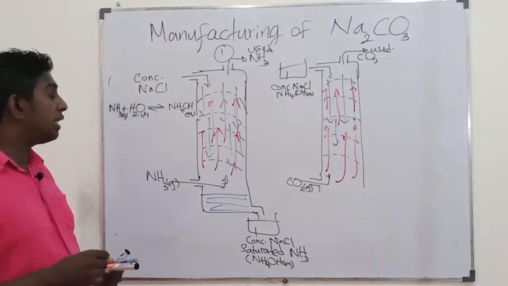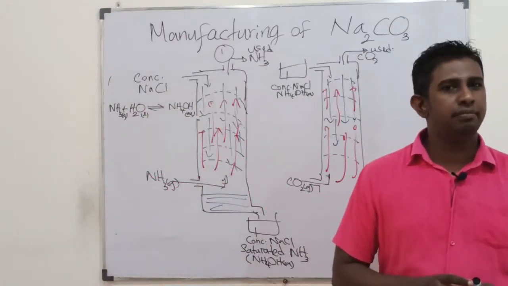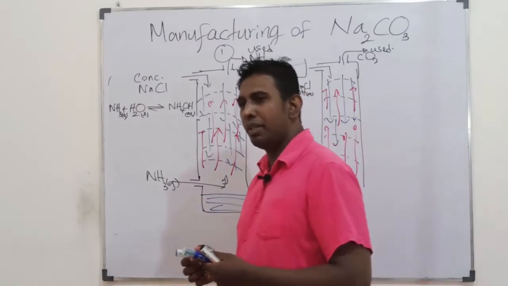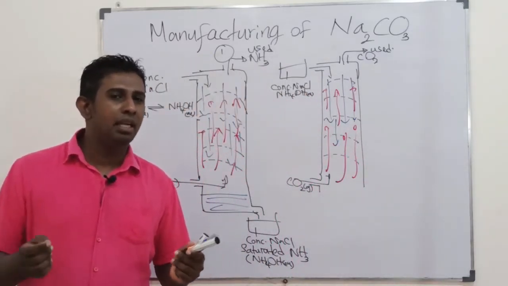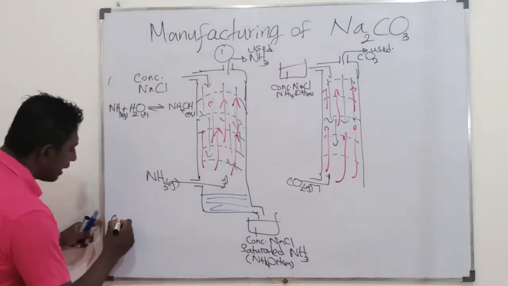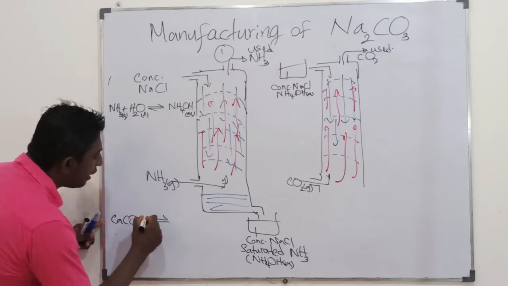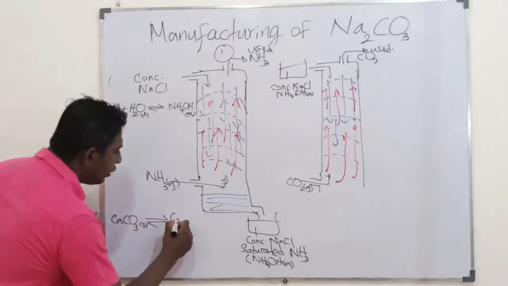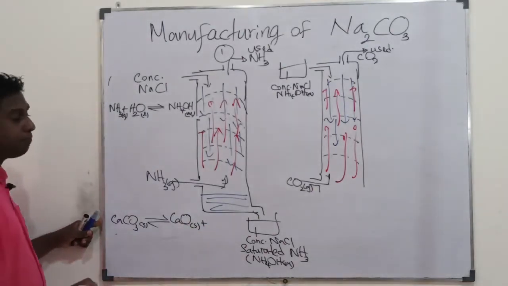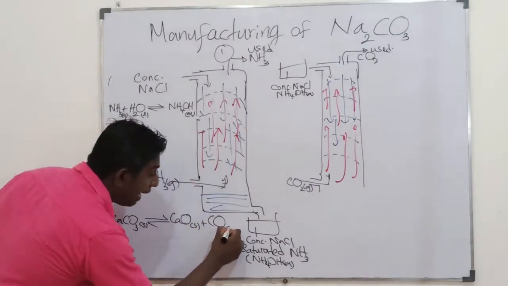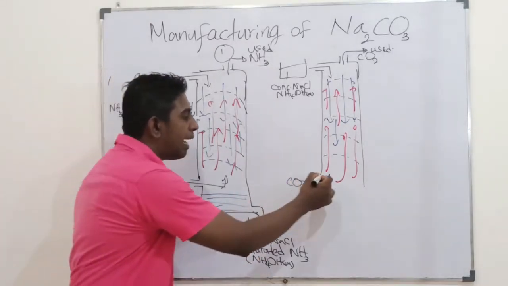Students, carbon dioxide is obtained by the thermal decomposition of limestone, calcium carbonate, inside a kiln furnace. Calcium carbonate is subjected to thermal decomposition into calcium oxide, which is a solid byproduct, and carbon dioxide gas. That carbon dioxide gas is the one you pass here at the bottom.